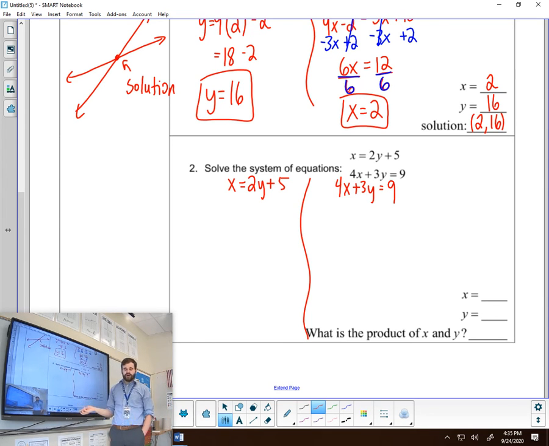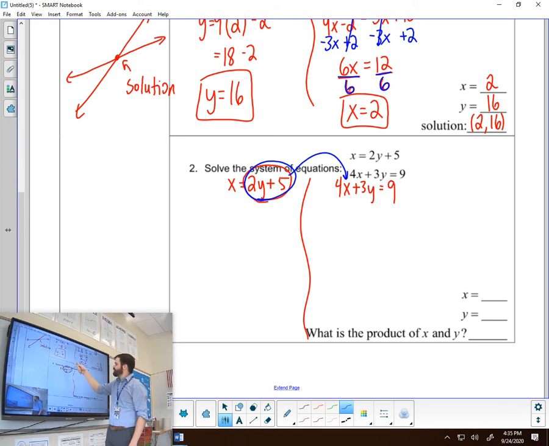Okay, but now let's solve. First step, we want to solve for one of my variables. It doesn't matter which one. In my previous problem, y was already solved for, so I just used that. Let's take a look at this problem. Well, in this problem, I have x already solved for. So I can take this value for x and plug it in for x on the other side, because that's going to create one equation that only has one variable, which is going to be y.